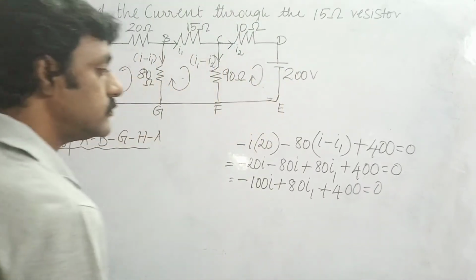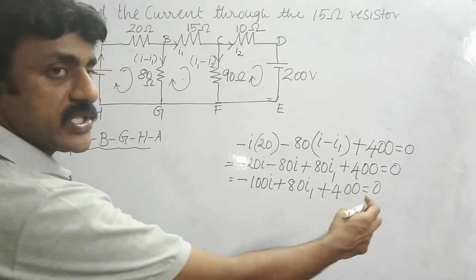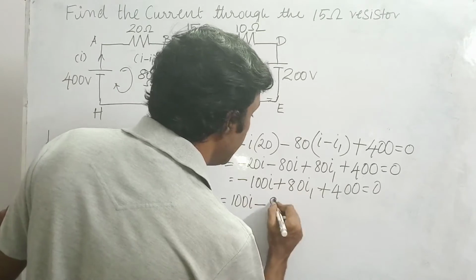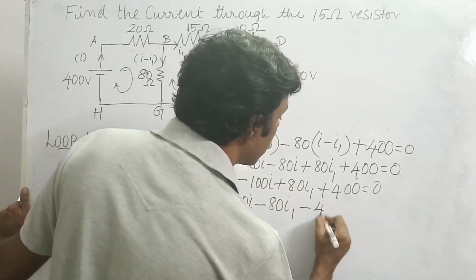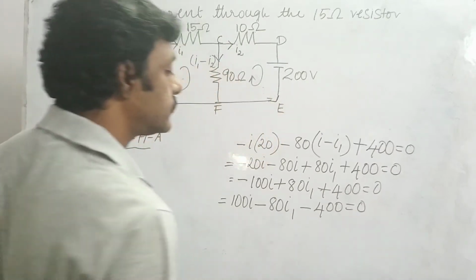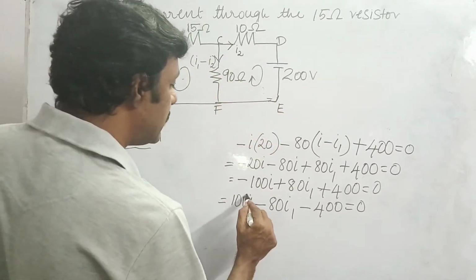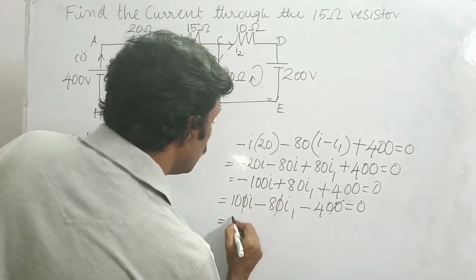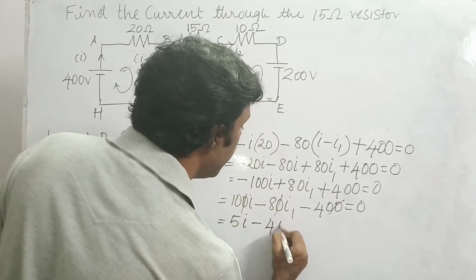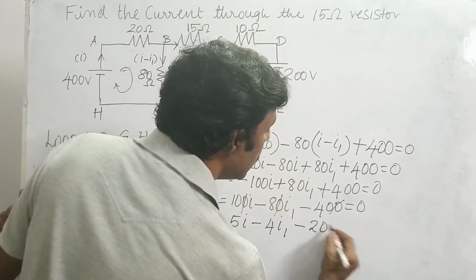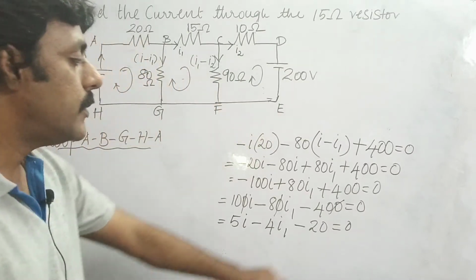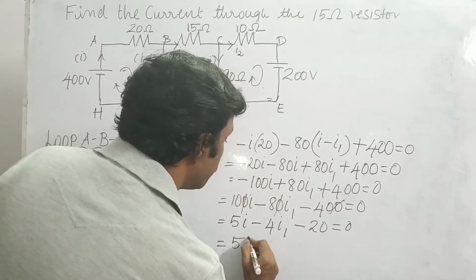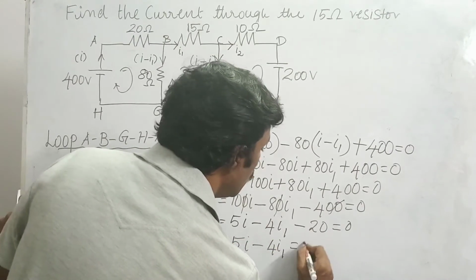Now I am going to change the signs. So it will be 100I minus 80I1 minus 400 equal to 0. I can cancel these zeros. So it will be 2 5s are 10I minus 2 4s are 8I1 minus 2 2s are 4 equal to 0. Now I am bringing this minus 20 to the right hand side of the expression. So it will be 5I minus 4I1 equal to 20.